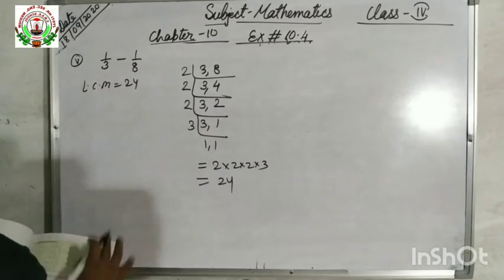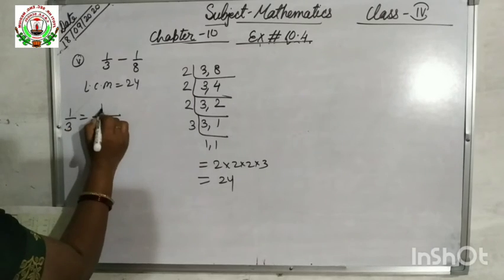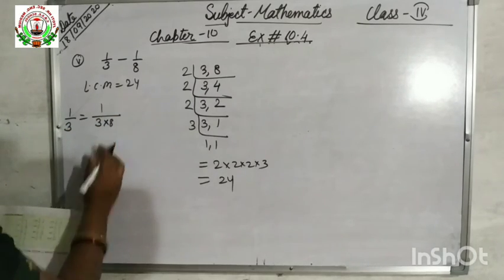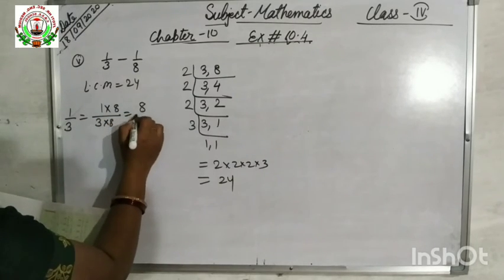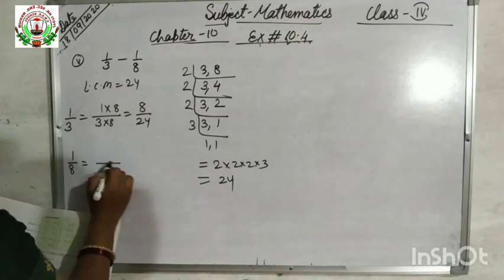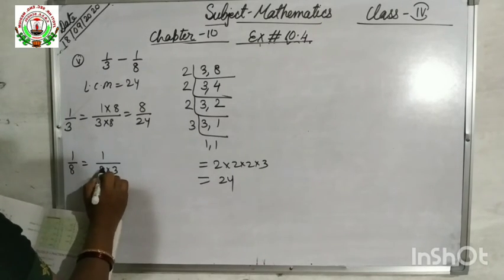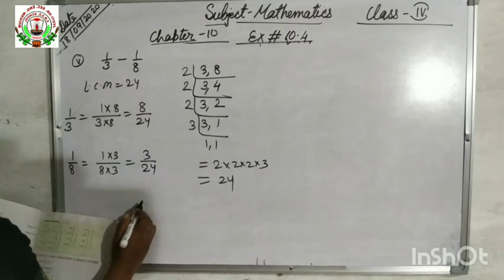Now we have to make this denominator 24. First fraction is 1 by 3. So 1 by 3. 3 into 8. 3 8 ja 24. So you will multiply it by 8. 8 1 ja 8. 3 8 ja 24. Next fraction is 1 by 8. 8 3 ja 24. So you will multiply it by 3. 3 1 ja 3. 8 3 ja 24.